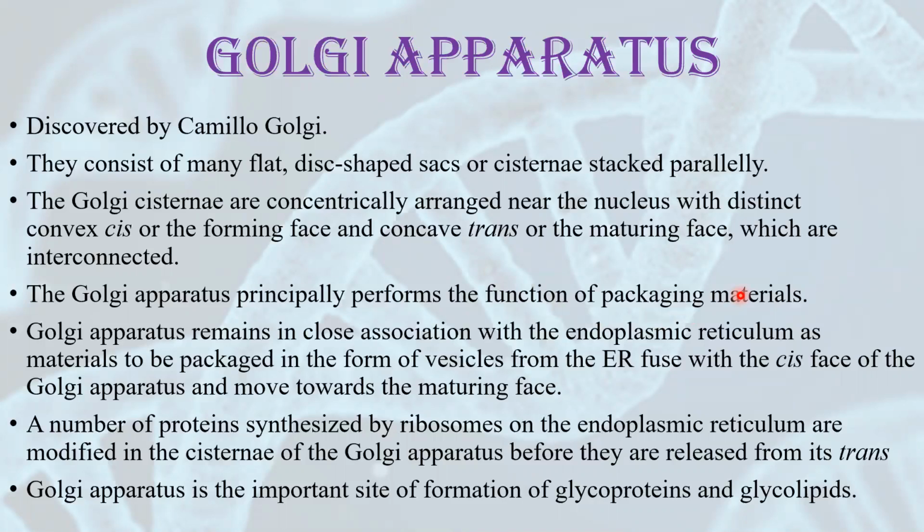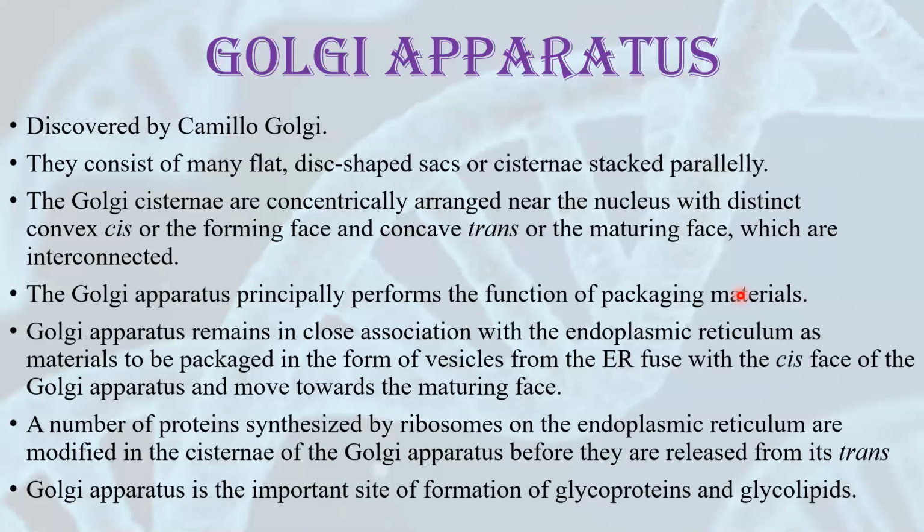As I said just now, the endoplasmic reticulum will produce proteins, lipids, and other materials, and these materials will not be in a properly packaged manner before they enter the Golgi apparatus. When they enter the Golgi apparatus, their complete packaging is done over here. The Golgi apparatus remains in close association with the endoplasmic reticulum, as materials to be packaged in the form of vesicles from the ER fuse with the cis phase of the Golgi apparatus and move towards the maturing phase. I've explained this just now. Why do they have a close connection? Because the endoplasmic reticulum is going to synthesize materials and these materials will be transferred to the Golgi apparatus for packaging. Packaging, dispatching, distributing, everything is done in the Golgi apparatus. So the material will enter from the cis phase and move out from the maturing phase, that is the trans phase.